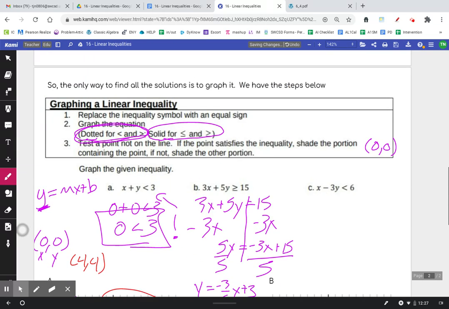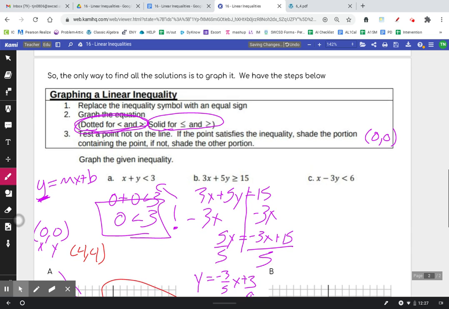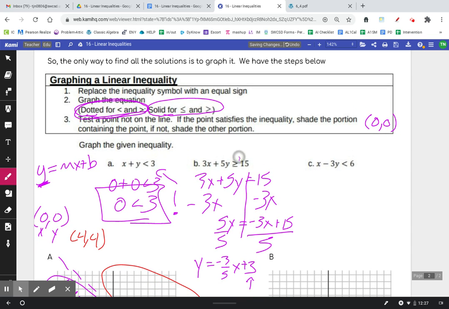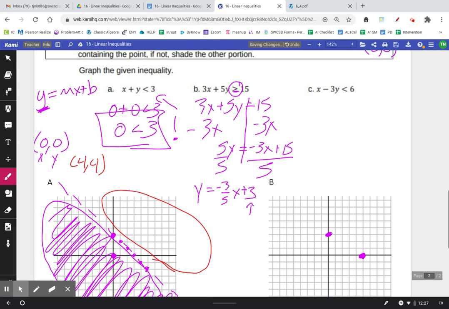Now, step 2, when it says graph, pay attention. What do I want, a solid or a dotted line? Well, look at this symbol. The symbol means draw a solid line. I remember it because the symbol has a solid line underneath it. So I'm going to go ahead and draw a solid line.